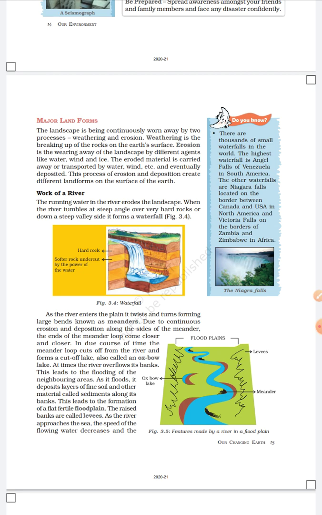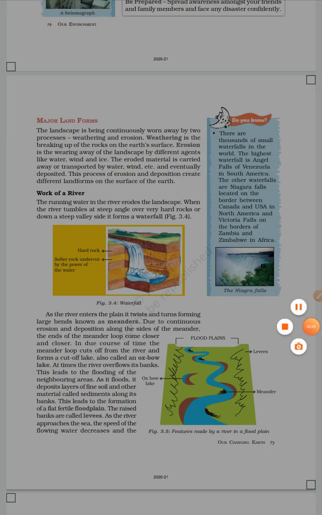For example, a flowing river removes our top layer of earth, and that flowing river forms alluvial soil, which is very fine and fertile soil. This process of erosion and deposition creates different landforms on the surface of the earth.